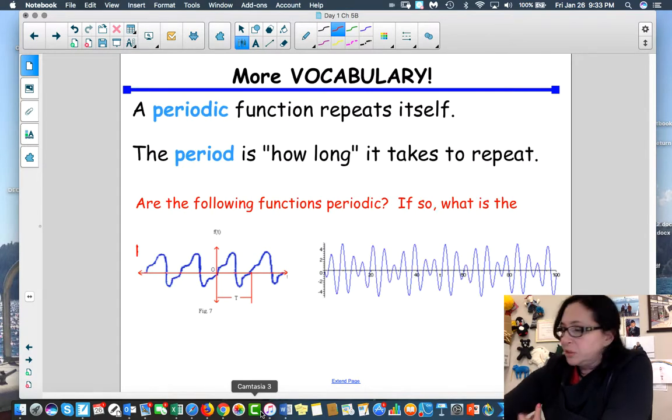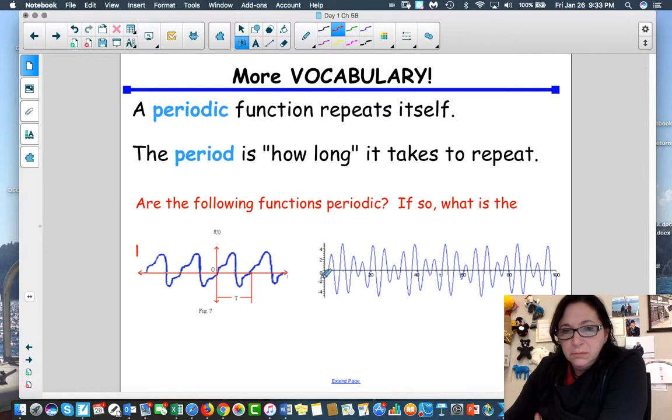So a periodic function repeats itself, and the period is how long it takes before it repeats. Periodic functions, this looks like a heart monitor. This right here looks like, I don't know, maybe a truth table or something. I don't know. Are the following functions periodic? And if they are, maybe they're asking me the period. The period is the length of time it takes to repeat itself. So if it starts here and it starts over again, this length of time here is the length of time it takes to repeat itself.